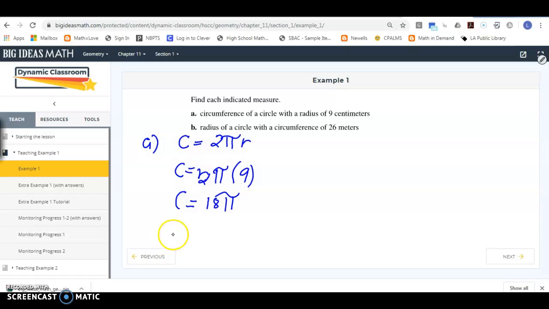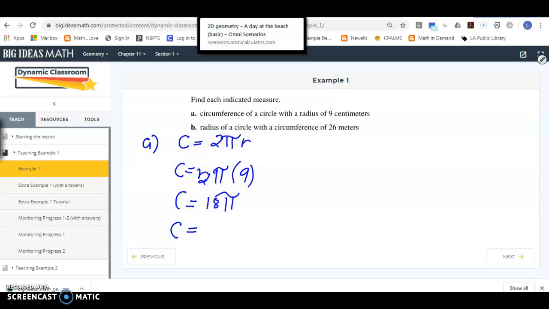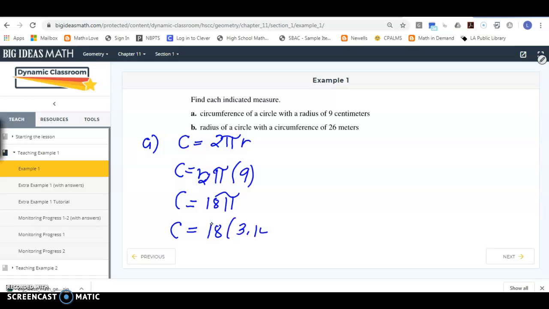There you go. Now, if you want to change this to a decimal and round off to the nearest tenth, you're going to multiply 18 by 3.14. So, let's see. What would that be? So my calculator says it's about 56.52. So to the nearest tenth, that's approximately 56.5. So that's the answer to the first one, the approximate answer.